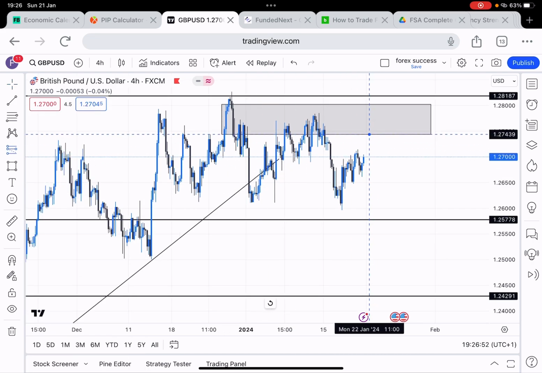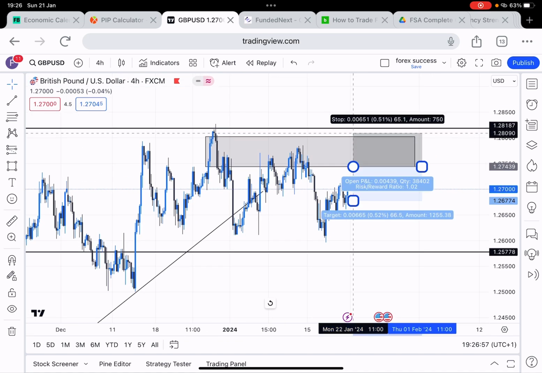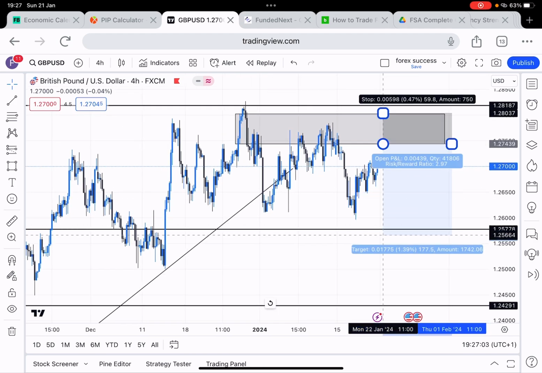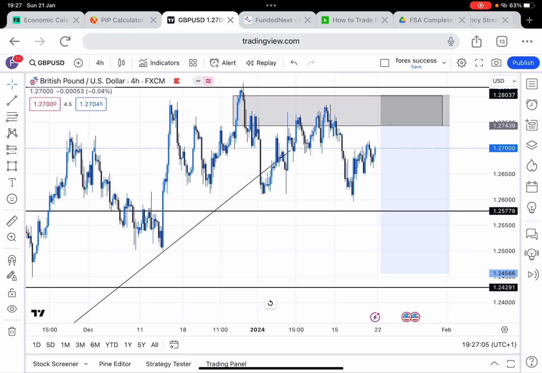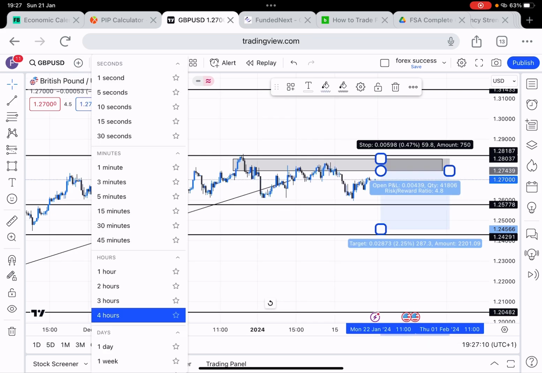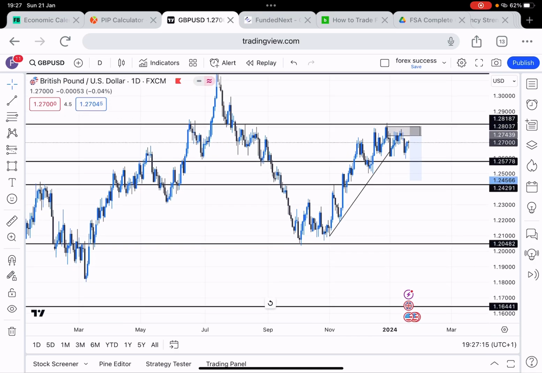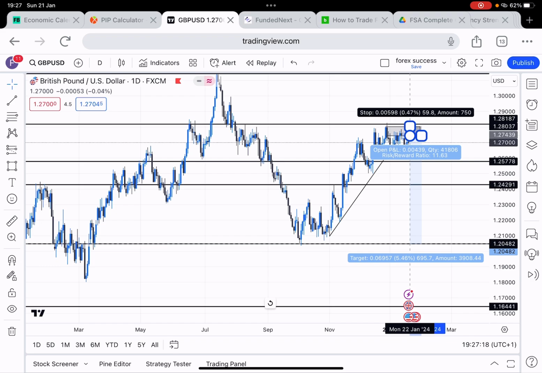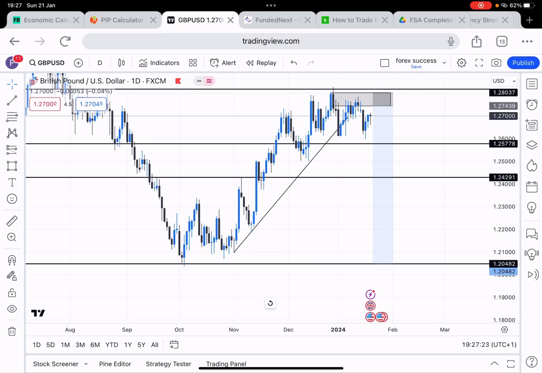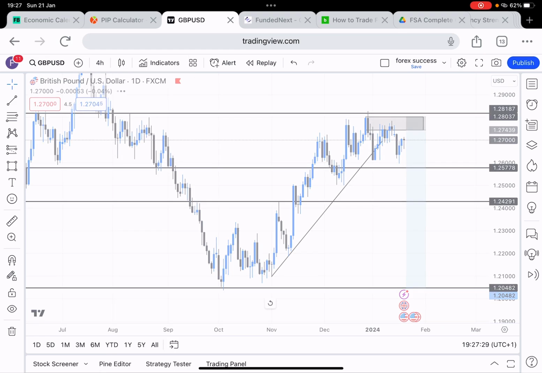So entry around here, stop loss slightly above the order block, and then we're targeting it all the way to the downside. We know our targets. Go back to the daily time frame to mark out the targets. Okay, you can see this is where we're targeting, around 695 pips. That's almost 700 pips. So this is what I'm going to be trading on GBP USD. You can see the GBP USD trade setup.